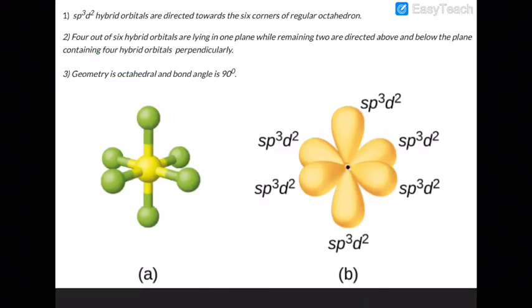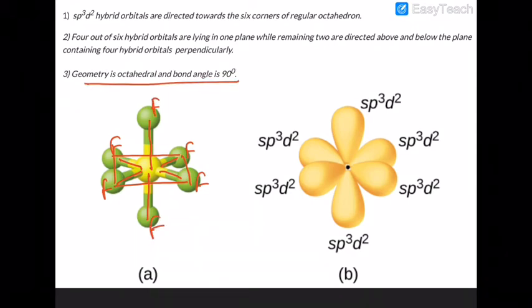Look at that. This is the square base. One bond is above the plane, other is below the plane. 1, 2, 3, 4: F, F, F, and F. Fifth and sixth one. And all bond angles are 90 degrees. These 4 are in the same plane. This is above the plane, this is below the plane. Are you sure about that? This is sp3d2 geometry.